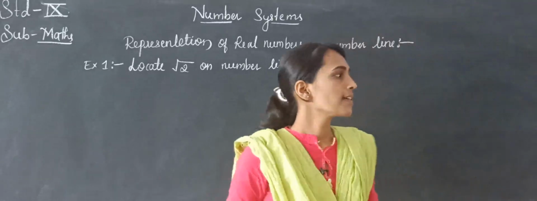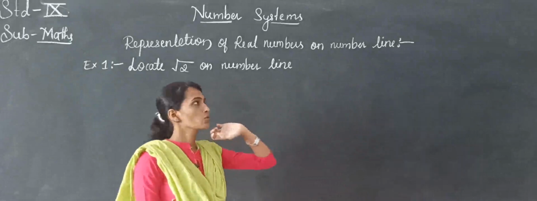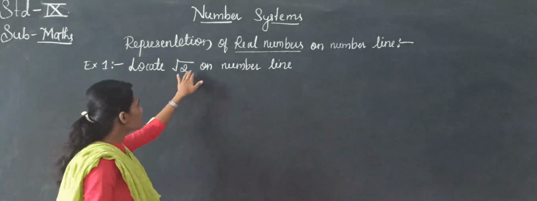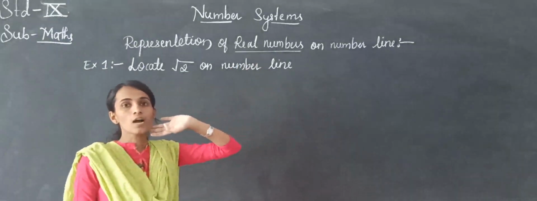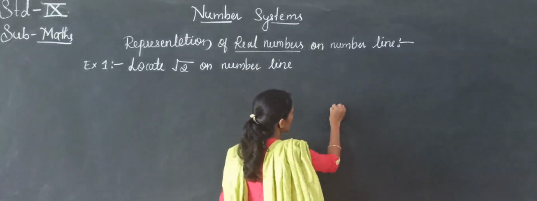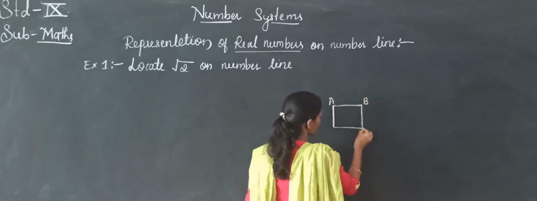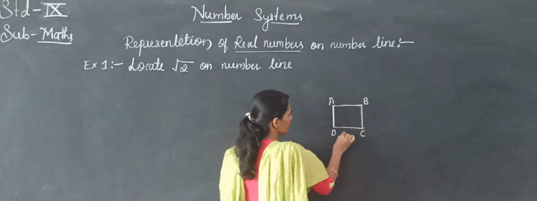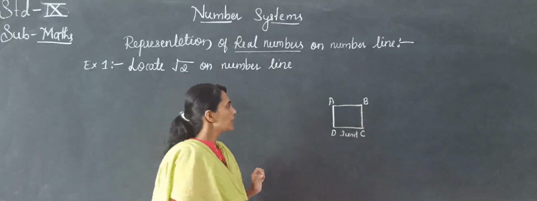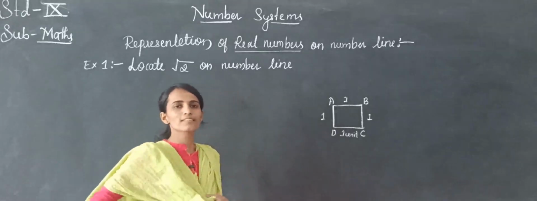Now we will see how to represent real numbers on the number line. For example, let us locate root 2 on the number line. Before going to that, consider the square ABCD with 1 unit on each side. This is 1 unit, this is 1 unit, and this is 1 unit, because in a square all the sides are equal.